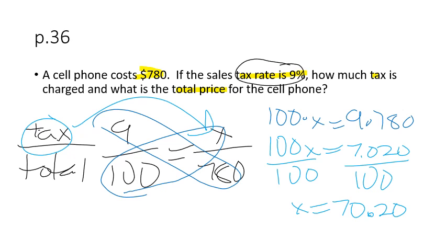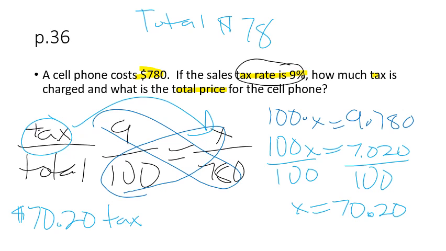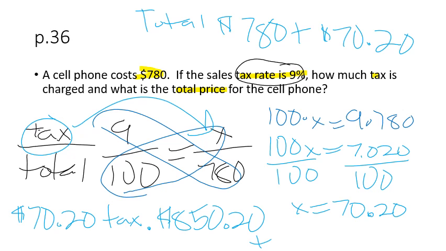So the first question it says is how much tax? So we know it's $70.20 for tax. The second question says, what is the total price? So to find the total, I'll do it up here. To find the total, I would have to do 780 for the phone plus $70.20 for tax. And now we get the total of $850.20 total.